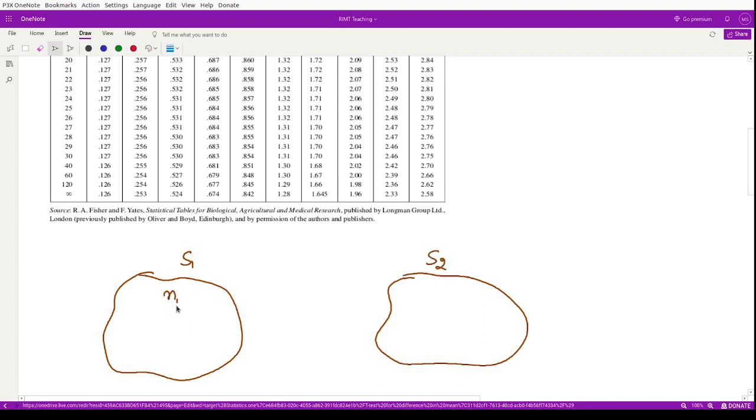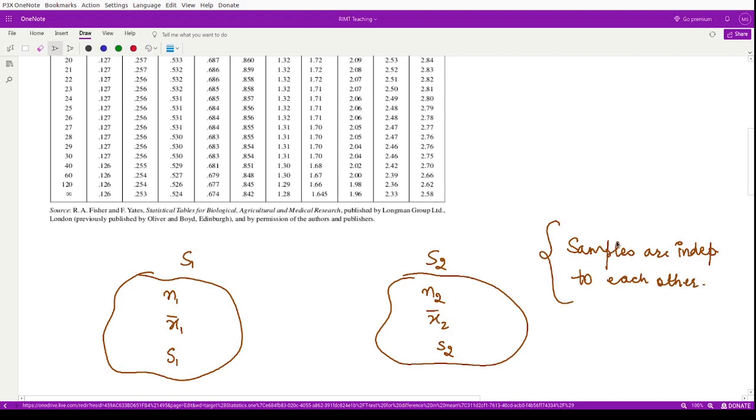Suppose there are n1 elements in sample S1 and n2 elements in sample S2, with x1 bar as the mean of the first sample, x2 bar as the mean of the second sample, and moreover the standard deviations and variances are also different. For the first sample we have standard deviation as S1, for the second sample we have it as S2. So these two are samples, and moreover the samples are independent of each other. This is the requirement here, that the two samples should be independent of each other.